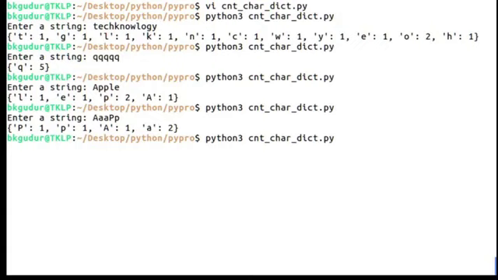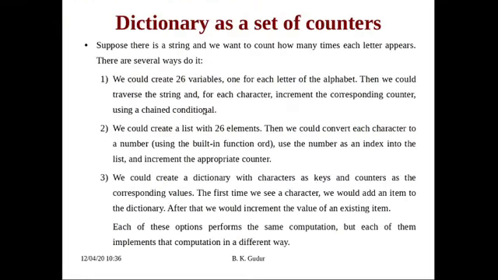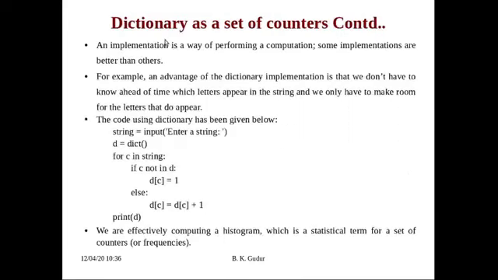Here we have seen three different methods to count the number of characters inside a string. Three methods: one using 26 variables, another using a list of 26 elements, and the third one by creating a dictionary. Each of these options performs the same computation, but each implements that computation in a different way. The implementation is a way of performing computation.